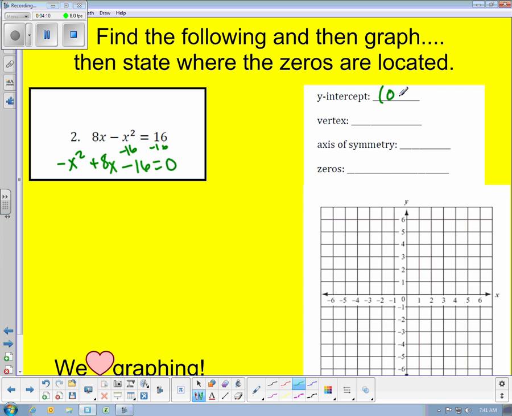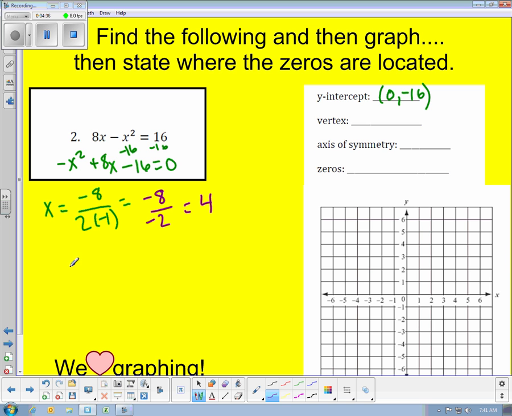Now that's a really low y-intercept, but we can work with it. Then the vertex, let's find that. I need the opposite of b over 2a. So opposite of b would be negative 8 over 2 times negative 1. And that would be negative 8 over negative 2, and that's a positive 4.